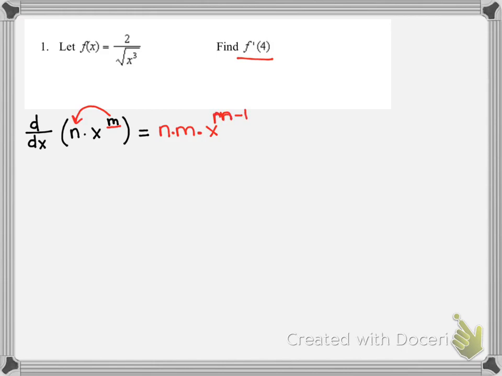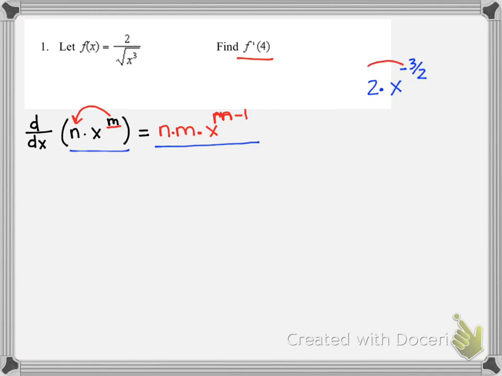That's our power rule. And so this problem that we have here needs to be written as x to a power, and right now this is in the denominator. If we were to rewrite our given 2 over square root of x cubed, we could write that as 2 over x to the 3 over 2 power, but it's still not set up in this format, until we write it as 2 times x to the negative 3 over 2. Now we can apply that power rule.